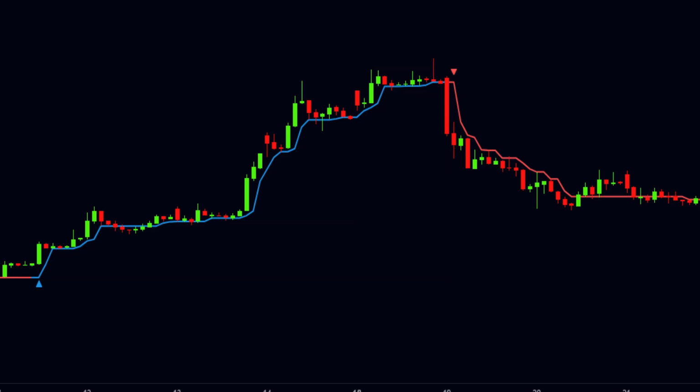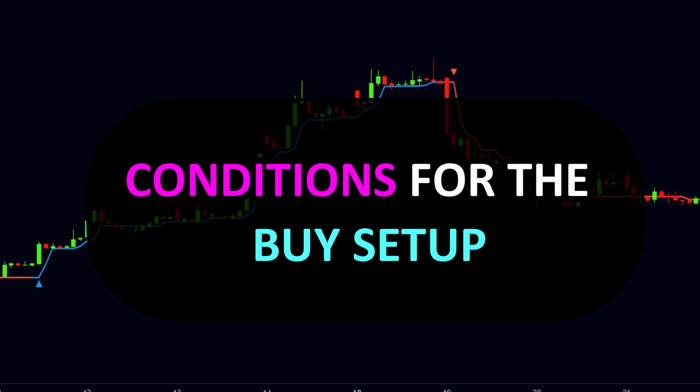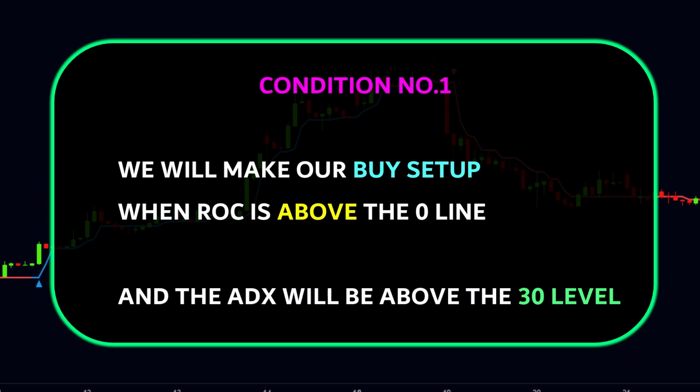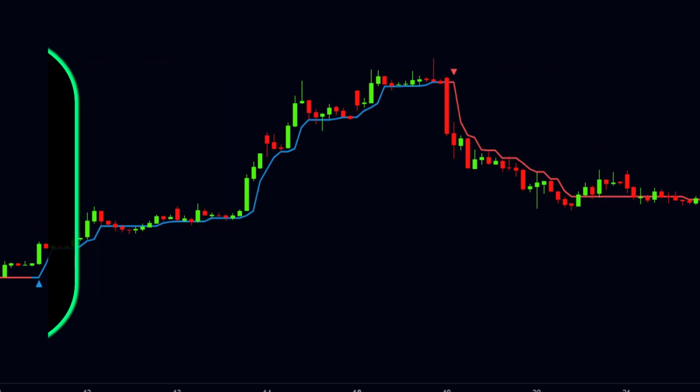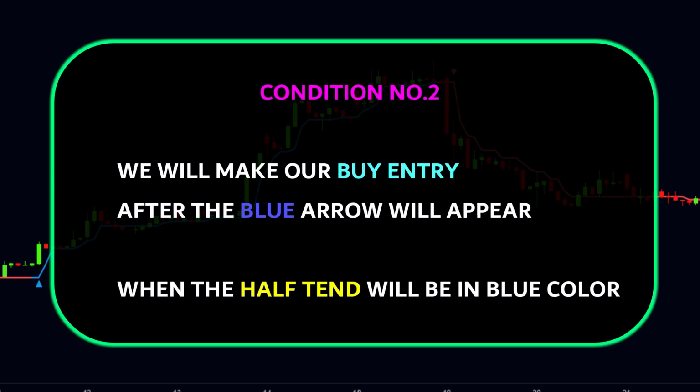Now first we discuss the conditions for the buy setup. Condition number 1. We will make our buy setup when ROC is above the zero line and the ADX is above the 30 level. Condition number 2. We will make our buy entry after the blue arrow appears, when the half trend is in blue color.